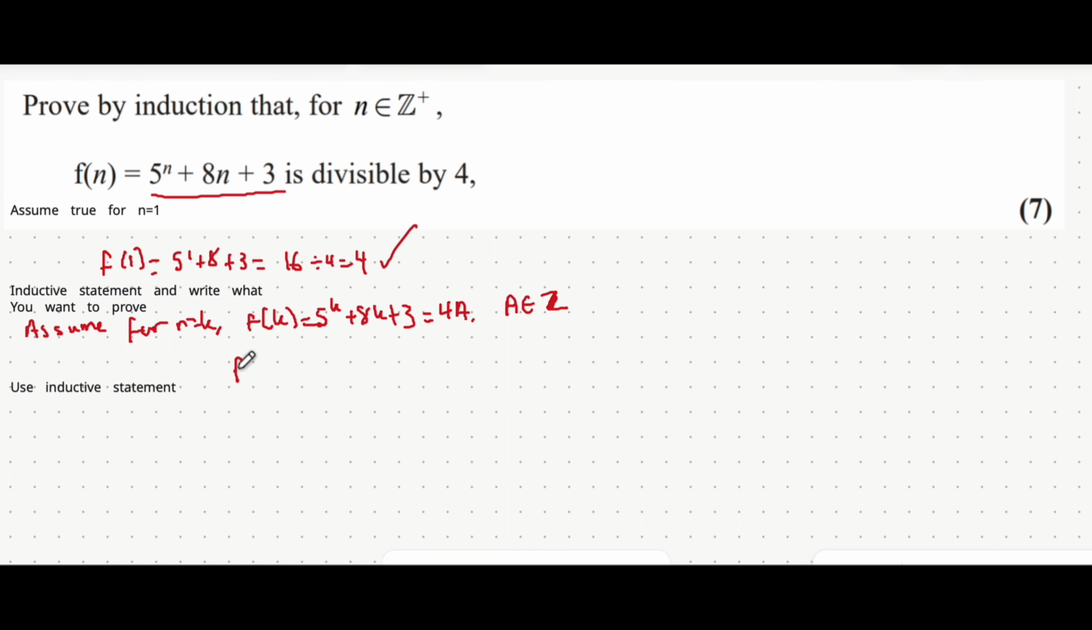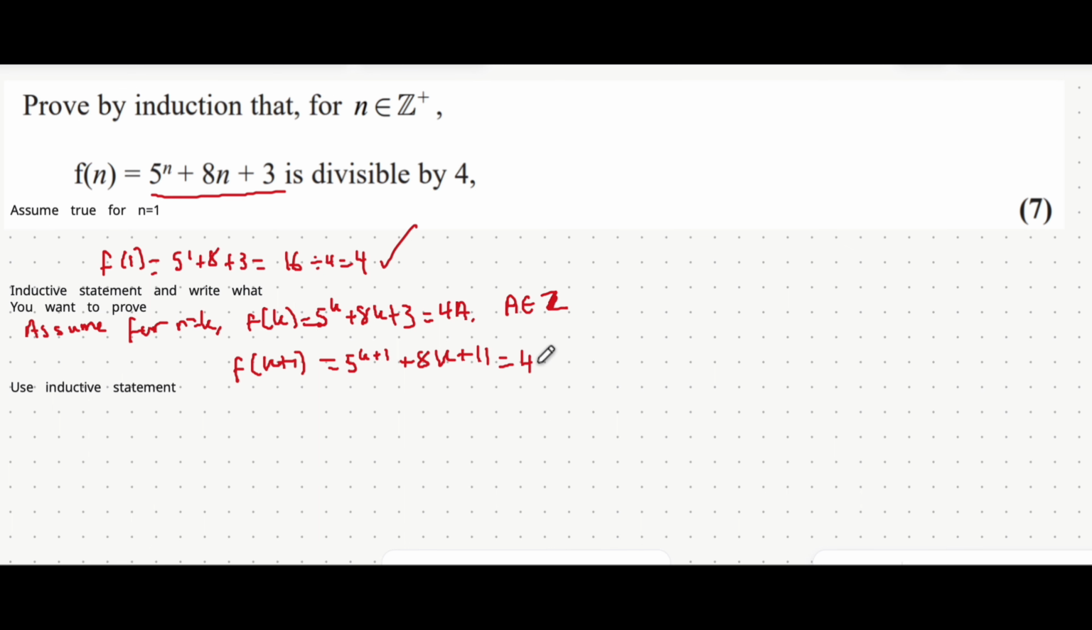What we want to show is that f of k plus 1, which will get you to the expression 5 to the k plus 1 plus 8, and then in brackets you'd put k plus 1, but what you can see is that that expands out to 8k plus 8. So let's write that out: 8k plus 8, and then plus the 3, well 8 plus the 3 is equal to 11. And we want to prove that this is also divisible by 4.